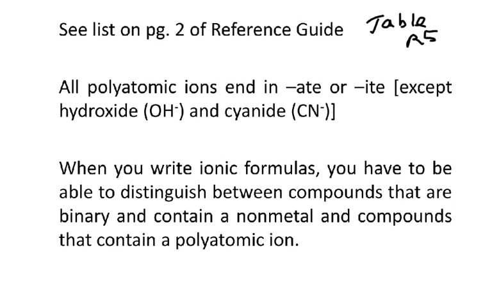Now, one of the things you're going to notice is all the polyatomic ions end in ate or ite, okay? They don't end in IDE except for 2 of them, hydroxide and cyanide. So when you write ionic formulas, you have to be able to distinguish between compounds that are binary, which means they end in IDE and contain a nonmetal, and compounds that contain a polyatomic ion, which means they end in ATE or ITE unless it's hydroxide or cyanide. I know, kind of complicated, but something you gotta figure out.